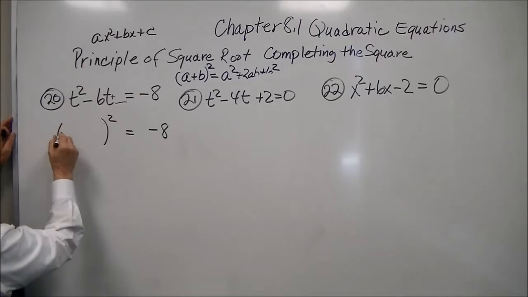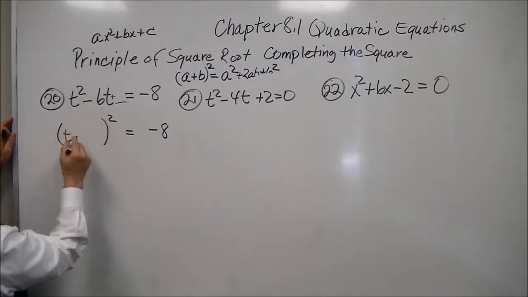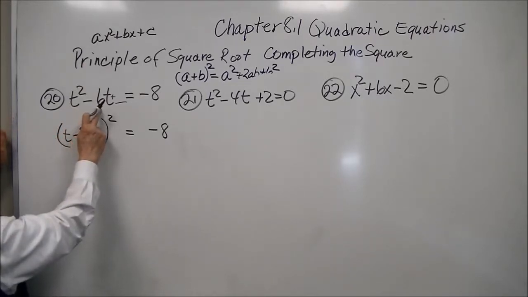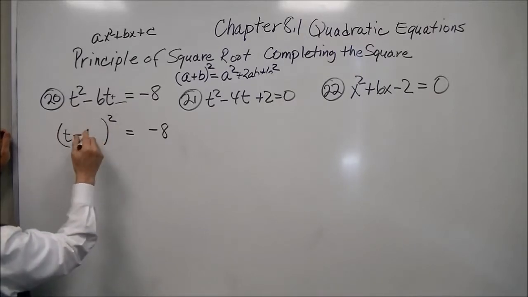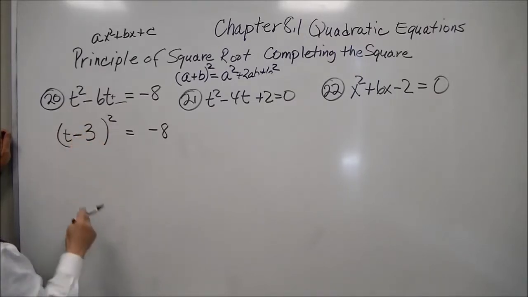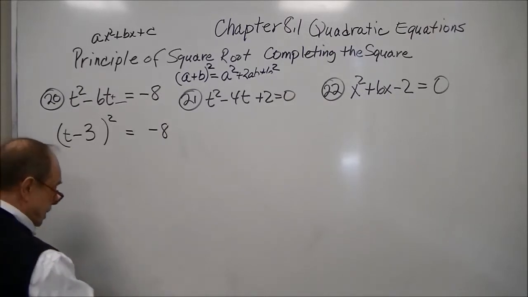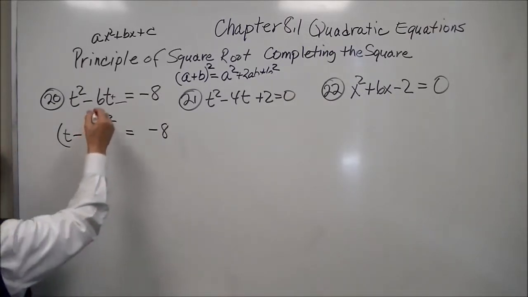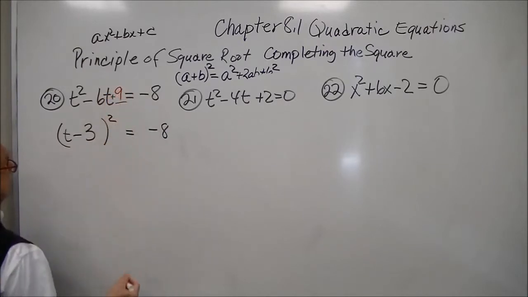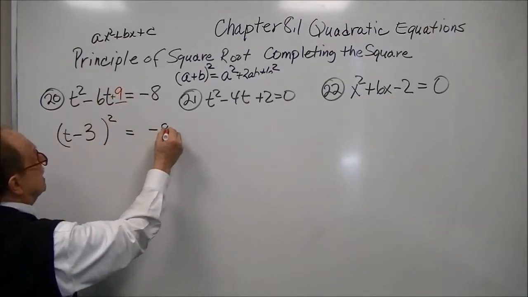And we know the t goes there. The minus sign goes there. What's half of 6? 3. Square 3. And I should use color here, what I'm adding to both sides. And that's going to be a 9. So I'm adding a 9 there.